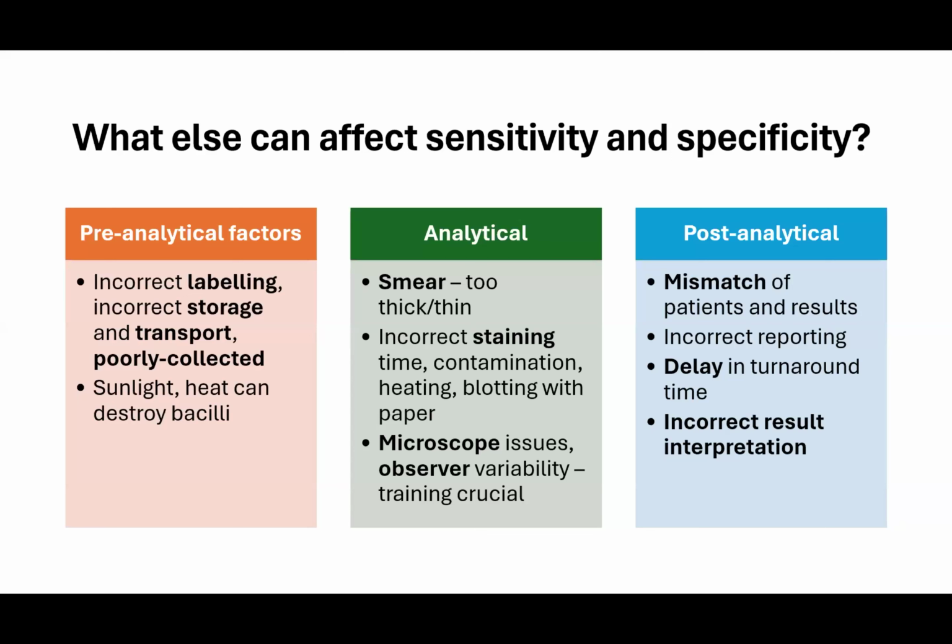So incorrect labeling, incorrect storage and transport, because it must be transported between a certain temperature. And I think we also know that if we're getting specimens in from peripheral hospitals and clinics where it's very hot and it takes days to maybe get to a more central lab, that can affect the yield. And also if it's been poorly collected sputum, sunlight and heat can also destroy the bacilli. Then analytical, because it's a carefully measured out process, if the smear is done incorrectly, that can affect the yield.